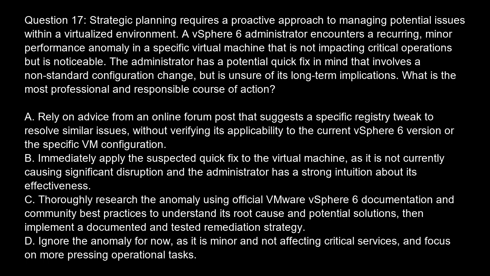Option C. Thoroughly research the anomaly using official VMware vSphere 6 documentation and community best practices to understand its root cause and potential solutions. Then implement a documented and tested remediation strategy. Option D. Ignore the anomaly for now, as it is minor and not affecting critical services, and focus on more pressing operational tasks.